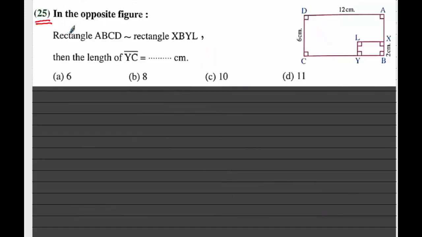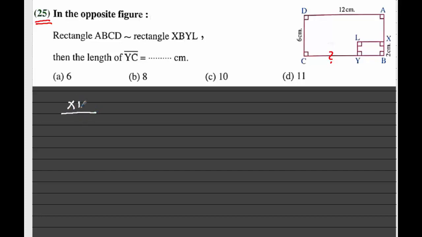Next question, in the opposite figure we have rectangle ABCD similar to rectangle XBYL. Then the length of YC, where is YC? YC, this part here. It is required, the length of YC. We have the two rectangles are similar, then the corresponding sides are proportional.